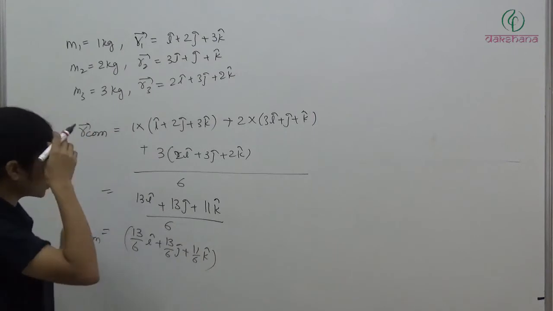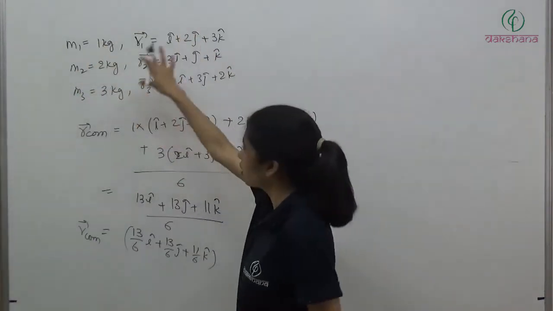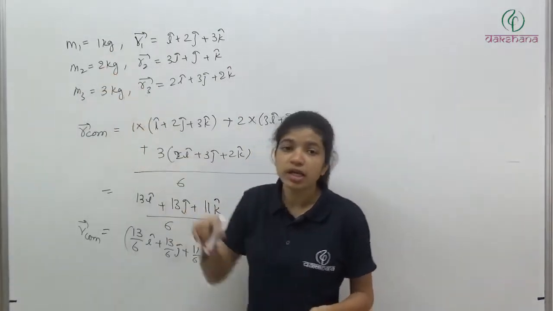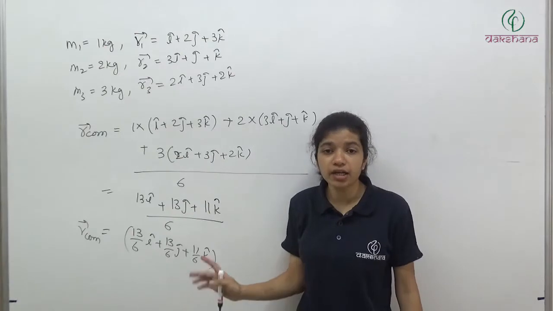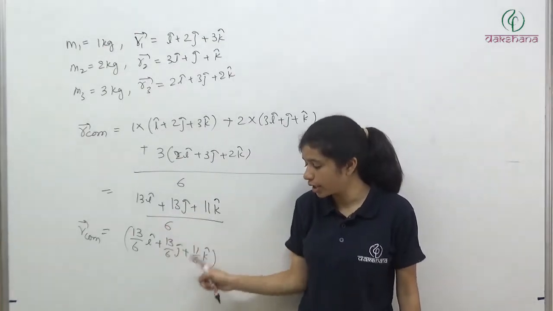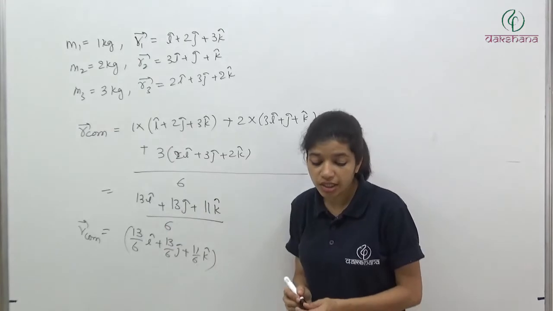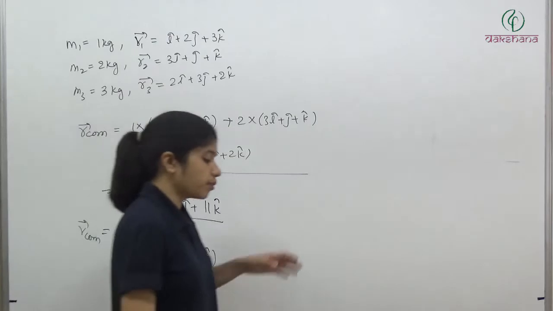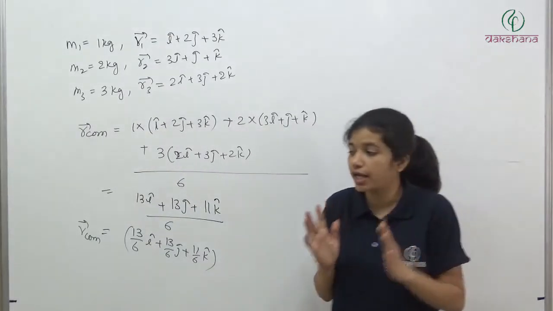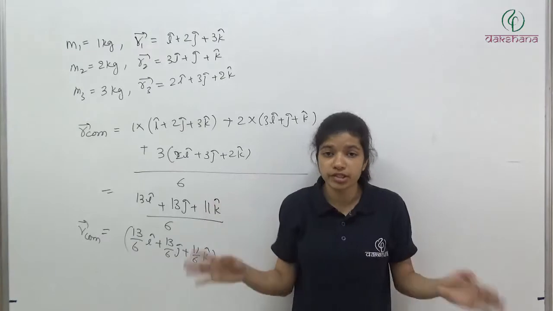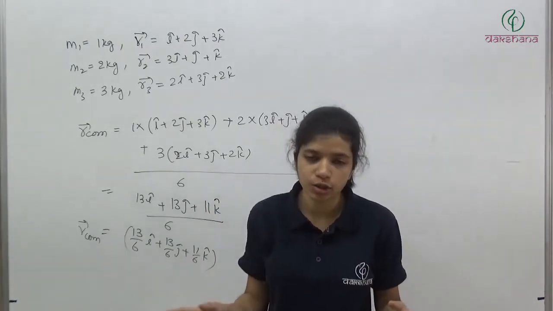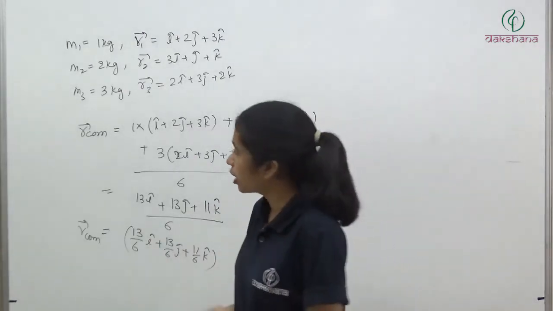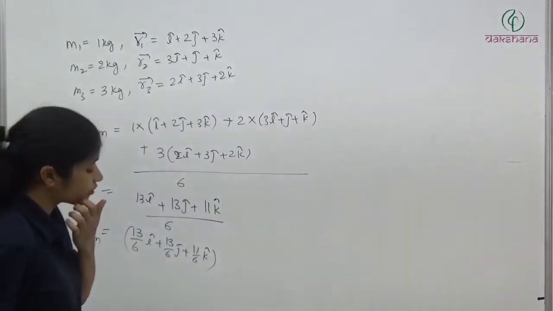So now what we can say is that instead of saying all about these particles, we can say a mass of 3 plus 2, 5 plus 1, a mass of 6 kg is lying at a coordinate of 13 by 6, 13 by 6, 11 by 6. Clear? So this is the representation of a system which can be considered as a particle, and it is going to represent a complete system. If you have an infinite number of particles also, that center of mass is going to represent the complete system. Clear? So these are some examples of calculation of center of mass.